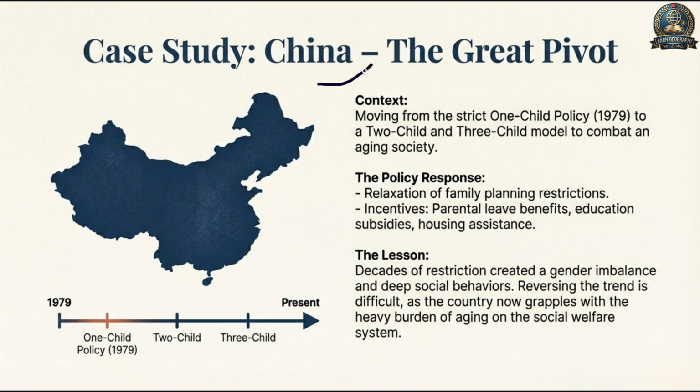Similarly, in China, the Great Pivot. What is the context? Moving from the state one-child policy in 1979 to a two-child and three-child model to combat an aging society. The policy response: relaxation of family planning restrictions, incentives, parental leave benefits, education subsidies, housing assistance. What is the lesson from China? Decades of restriction created a gender imbalance and deep social behaviors. Reversing the trend is difficult as the country now grapples with the heavy burden of aging on the social welfare system. This is the scenario from China.